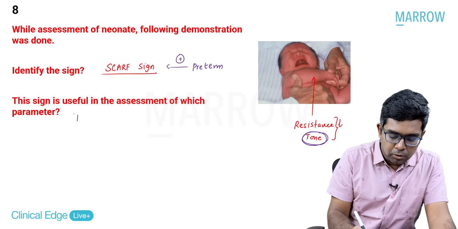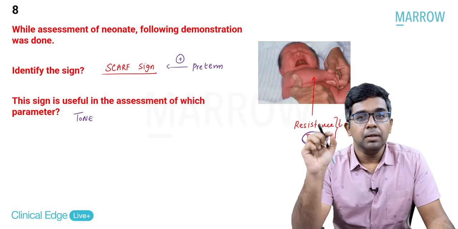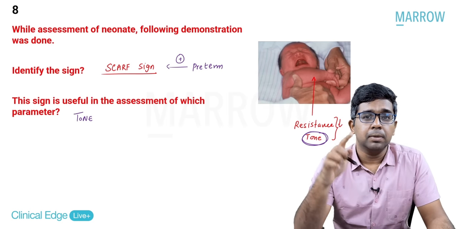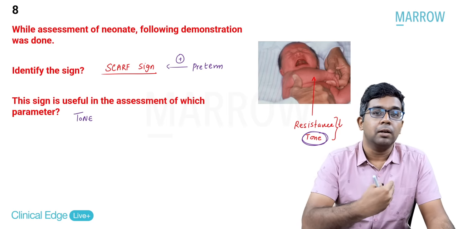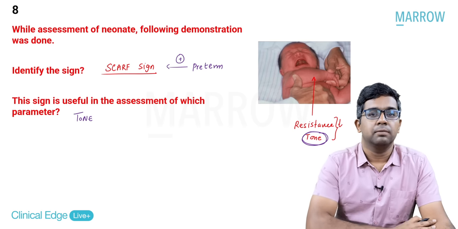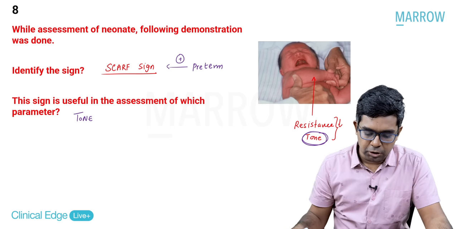It is useful for tone assessment. Remember, a term baby has a good tone, so the elbow will not cross the midline, whereas a preterm baby has decreased tone, so the elbow will actually cross the midline. And this is what we call scarf sign positive in a preterm. That is about clinical vignette number 8.